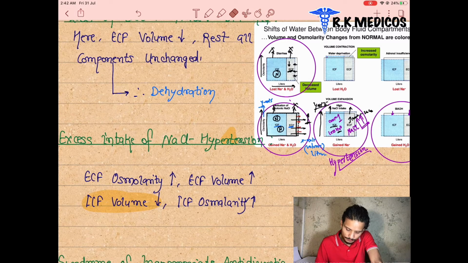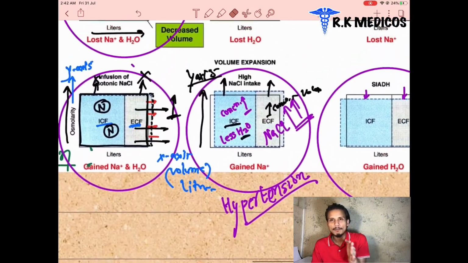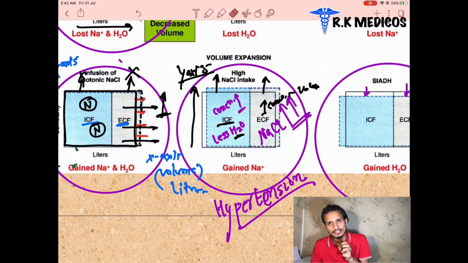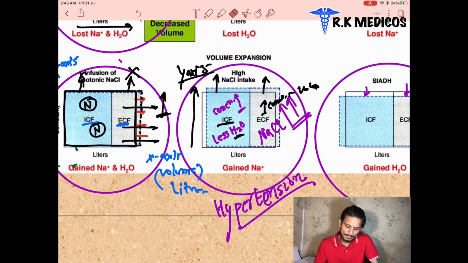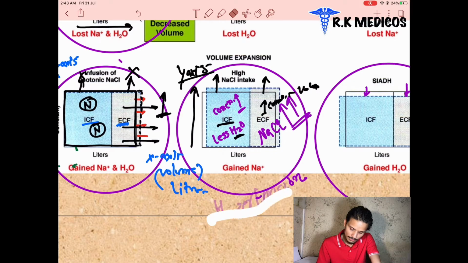You can imagine, when less H2O is present inside the cell, the solute particles present inside the cells get concentrated, and this low amount of H2O inside the cells leads to osmolarity increasing. Next, in the extracellular compartment, the concentration will increase because the extracellular compartment will increase. So it happens in the hypertension condition.